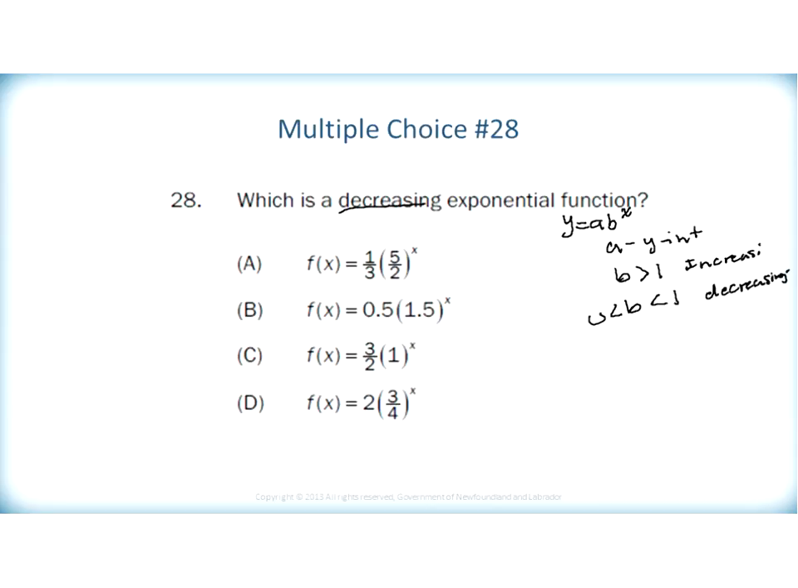So if we look at a, this is increasing. 5 over 2 is greater than 1. That's increasing. 1.5 is increasing. 1, well, we don't have an exponential function that has a base of 1. And here we have a decreasing function, since 3/4 is between 1 and 0.